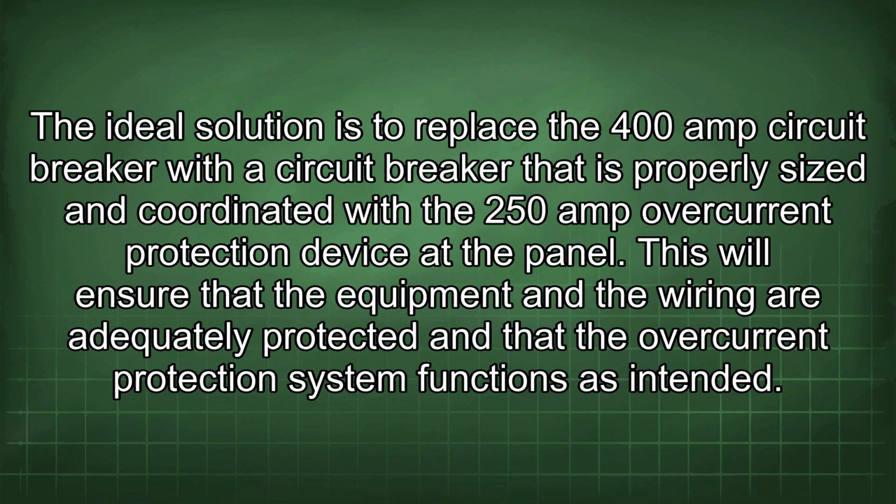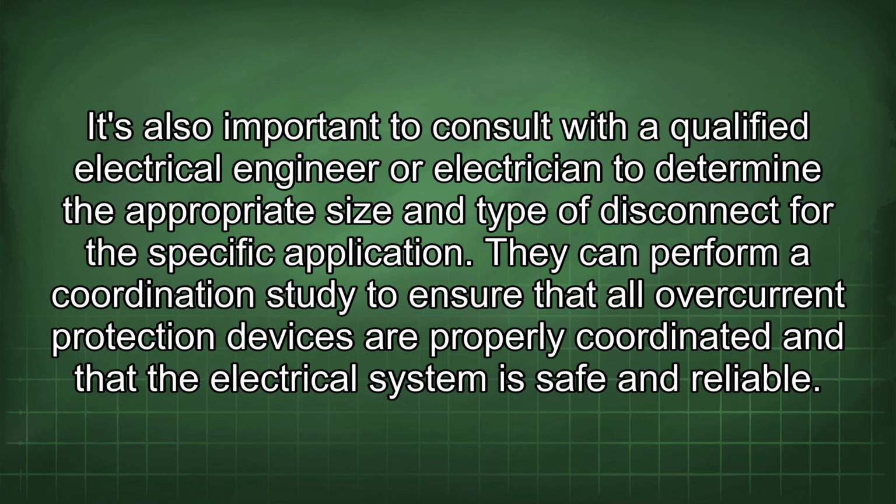protection. The ideal solution is to replace the 400 amp circuit breaker with a circuit breaker that is properly sized and coordinated with the 250 amp overcurrent protection device at the panel. This will ensure that the equipment and the wiring are adequately protected and that the overcurrent protection system functions as intended. It's also important to consult with a qualified electrical engineer or electrician to determine the appropriate size and type of disconnect for the specific application. They can perform a coordination study to ensure that all overcurrent protection devices are properly coordinated and that the electrical system is safe and reliable.